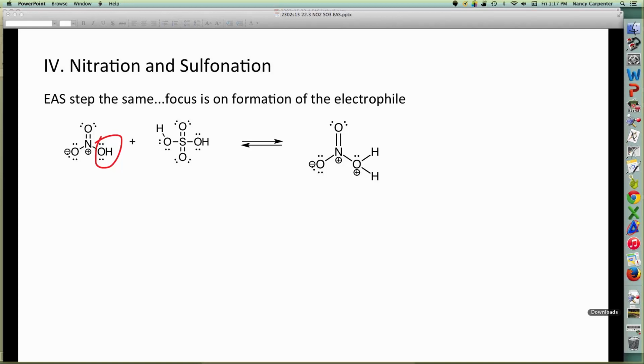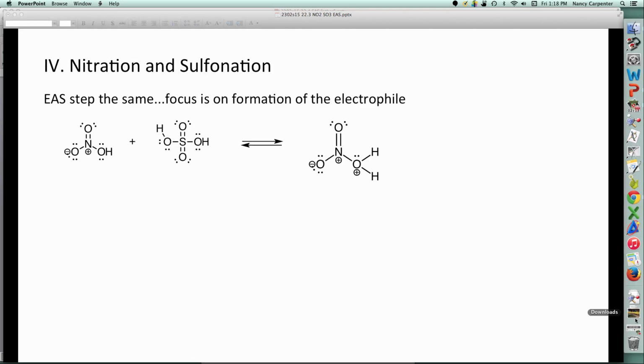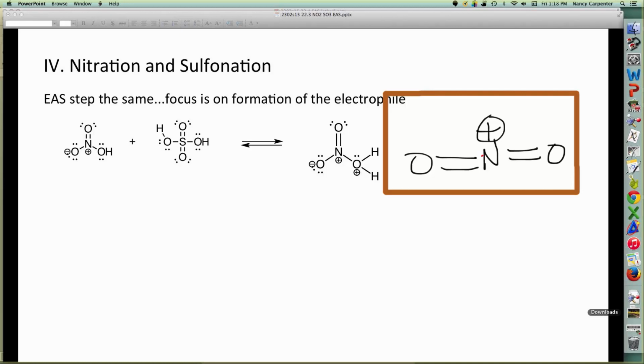And when it's protonated right there, what do you have? You have a fantastic leaving group. That baby's going to get kicked out in a heartbeat, and what do you get? You get this guy. Now, if that's not an electrophile, I don't know what is. This is the nitronium electrophile.